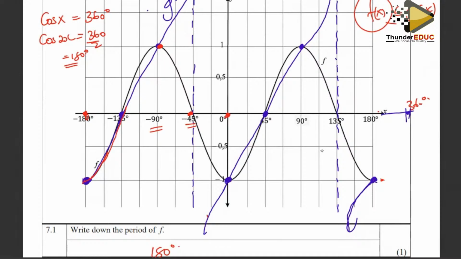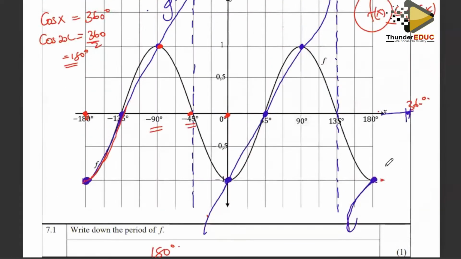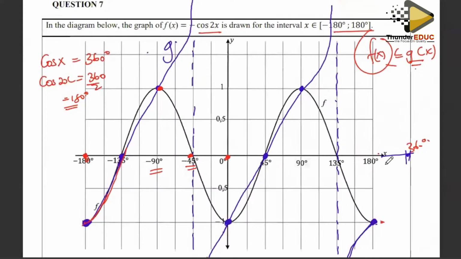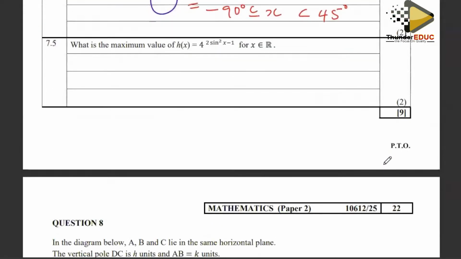So where do we find f to be under? I'll say negative 90 is less than or equal to x, and then is less than 45. The reason I cannot use the equal sign is because that's an asymptote. Okay, then 7.5, they want us to get the maximum of this entire thing.